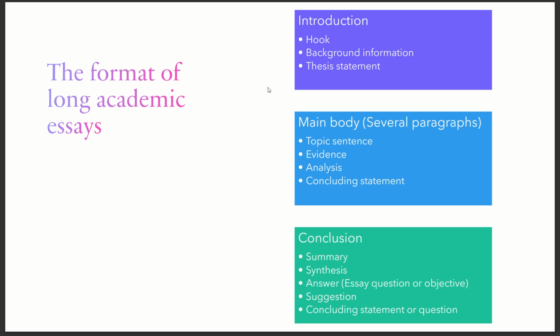You have an introduction paragraph in which you have a hook, you have a background information part, and you also have a thesis statement. Once done with that, you have a main body. Once again, several paragraphs, each of them starting with the topic sentence, evidence supporting the topic sentence, analysis of the evidence, and you are going to have a concluding statement at the end of each. And then you have a conclusion paragraph.